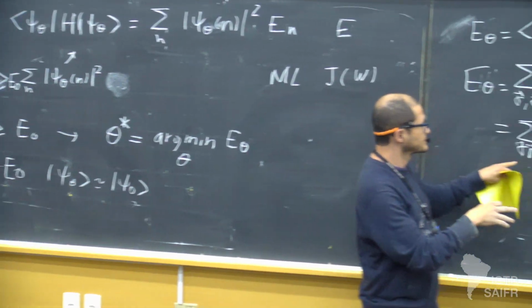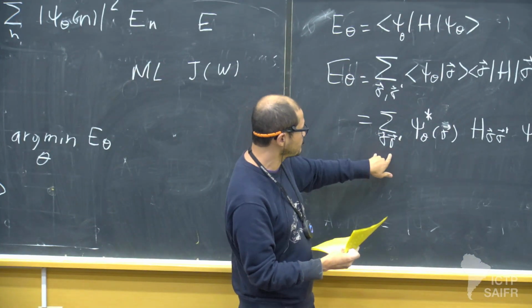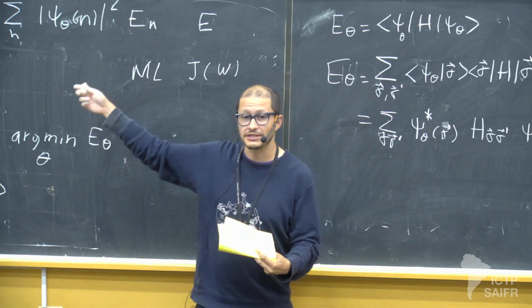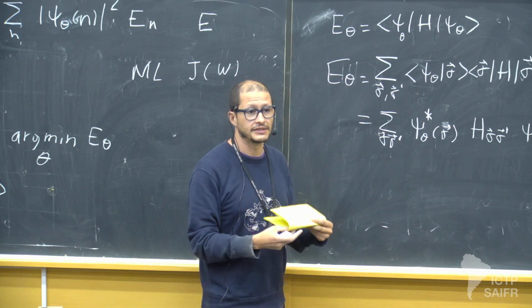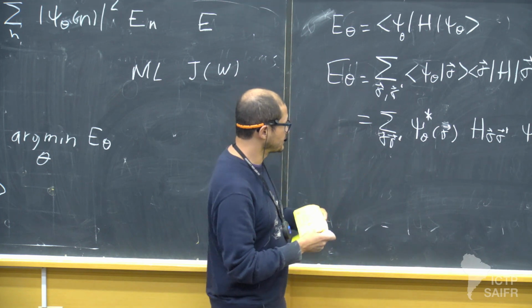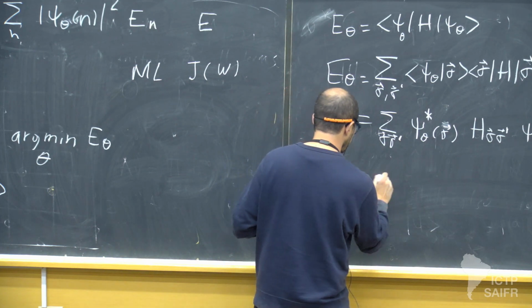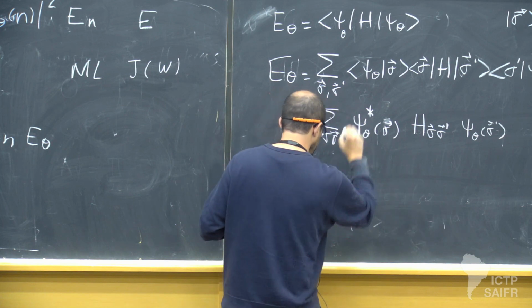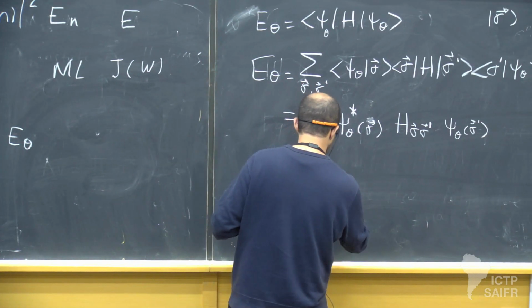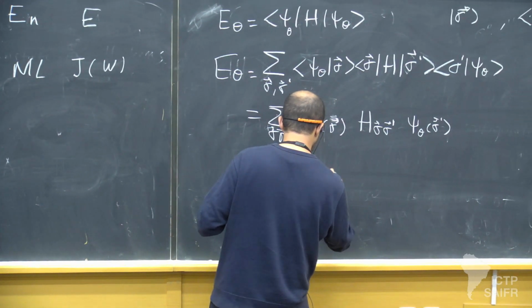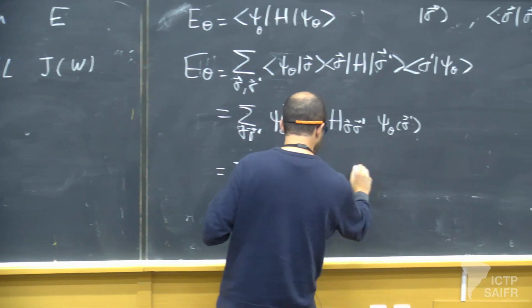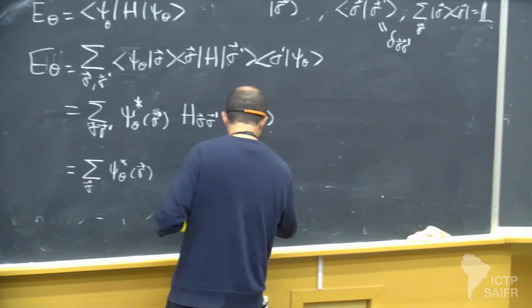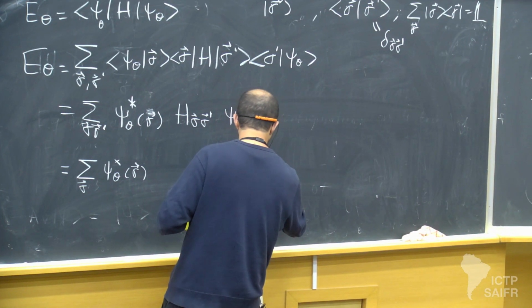Okay, so this is still horrible, right? Because this is still a double sum over a Hilbert space that's potentially exponential in the number of degrees of freedom in the system. So can we do something about it? Let me rewrite it in this way. So sigma, theta, and let me have here the sum over sigma prime, H sigma sigma prime.